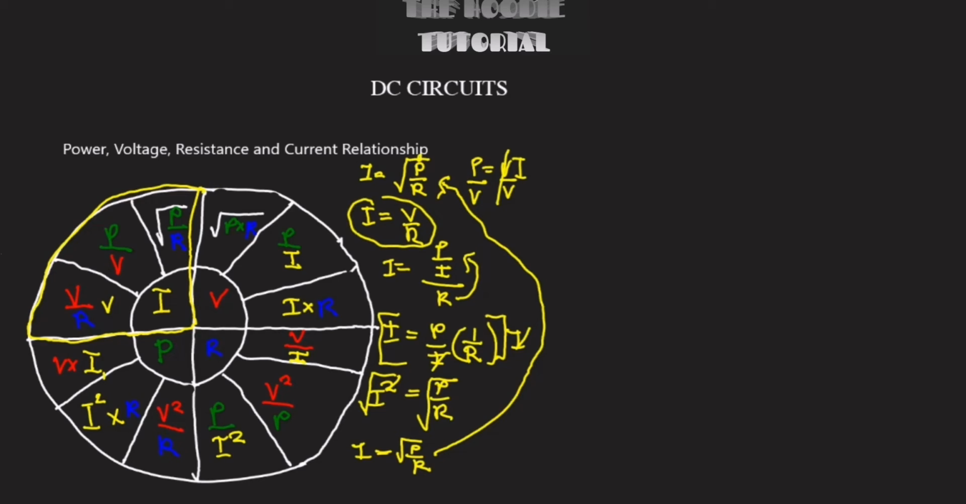Okay, so let's go to the voltage. In this another quarter of the circle, let's highlight this one in red. So this is voltage. Let's focus on this one. Voltage is equal to, based on the circle, the square root of P multiplied by R, or the power multiplied by the resistance.